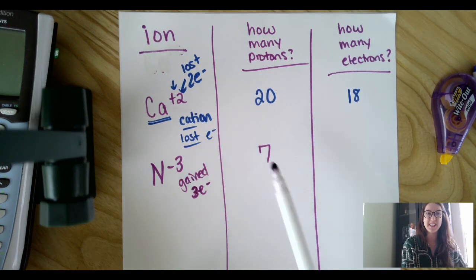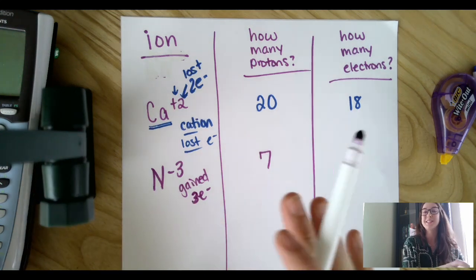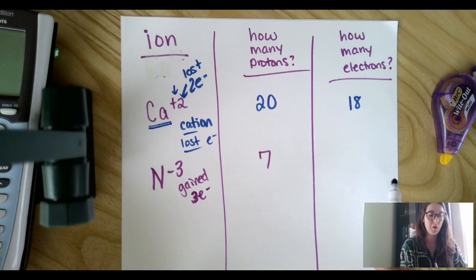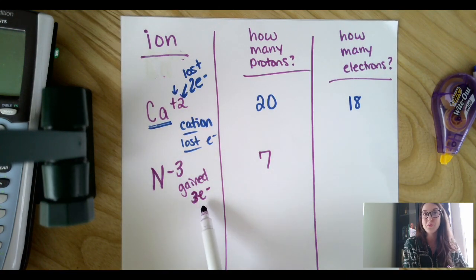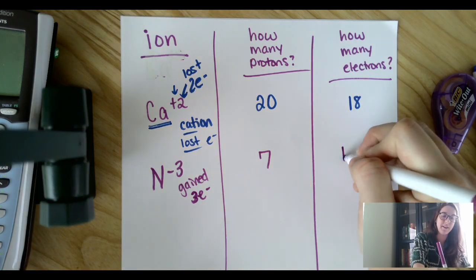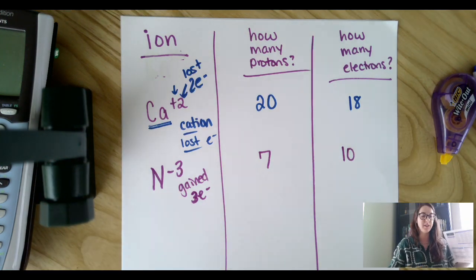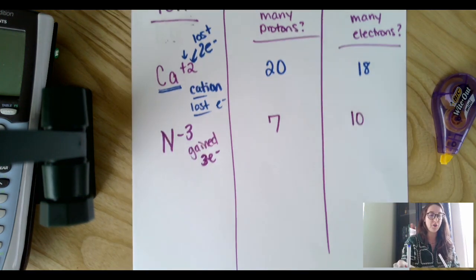So instead of 7 electrons for it to be neutral, you need to do 7 plus 3 electrons. So that would give you 10, all right? 10 electrons. Let's do another one, and I'll show you here.